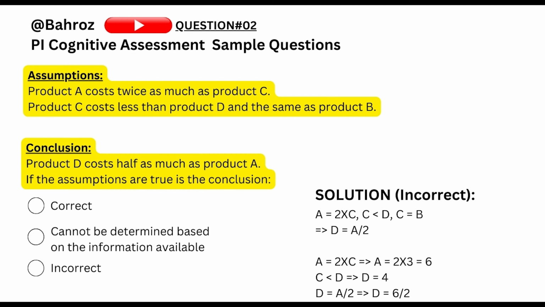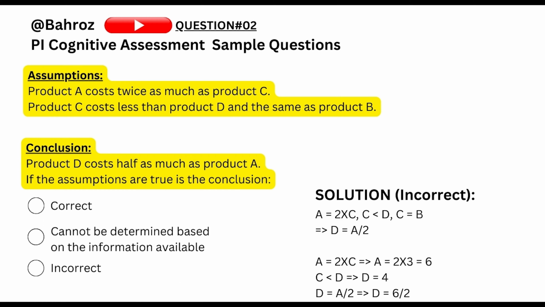Now I don't need to read the question anymore to understand it because I've created an equation for it. Now reading the conclusion, product D costs half as much as product A, which is D equals A divided by 2. Now here C equals B is meaningless because we are not using B anywhere. So we will get rid of that equation altogether. And these three equations are important for us, which is A equals 2 into C, C is less than D, and D equals A by 2.